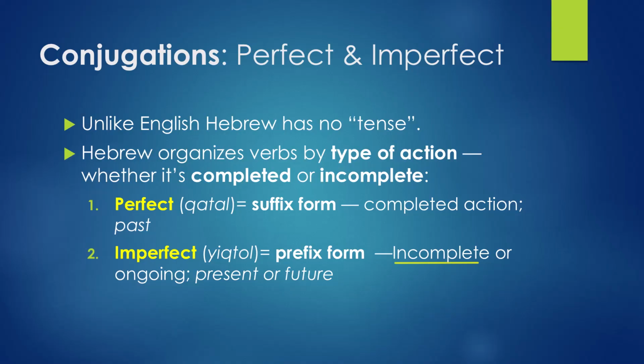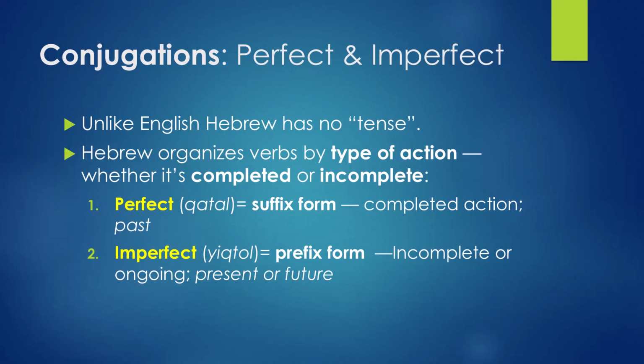And this represents incomplete action that is not completed. And therefore, since the action is not complete, this is basically translated to be the present or future. So again, there are 2 tenses, and I'm using the word tenses loosely. There are 2 tenses, but more correctly, there are 2 conjugations, the perfect conjugation and the imperfect conjugation. And these have to do with the kind of action. Is it completed or incomplete?